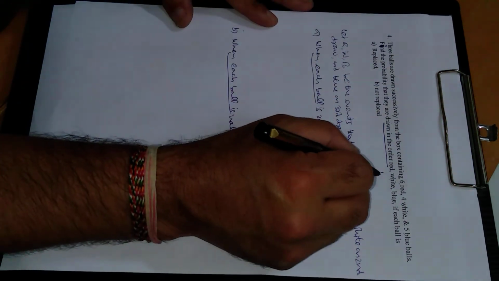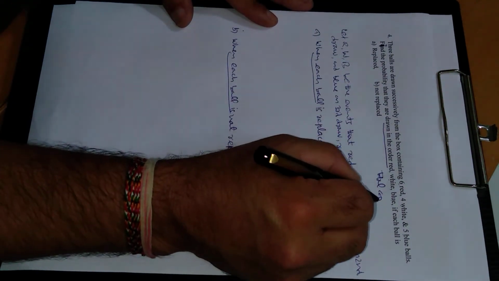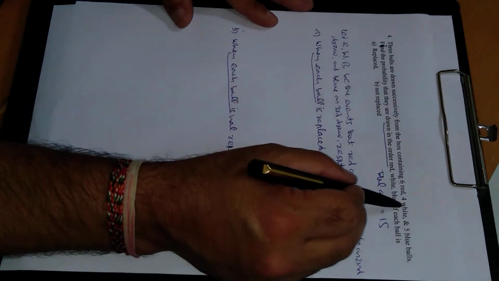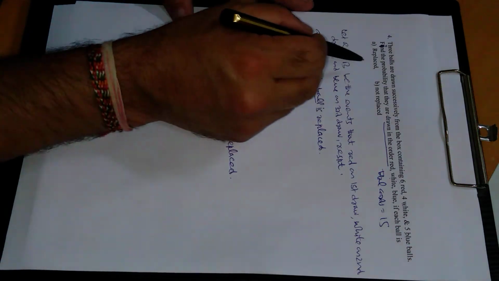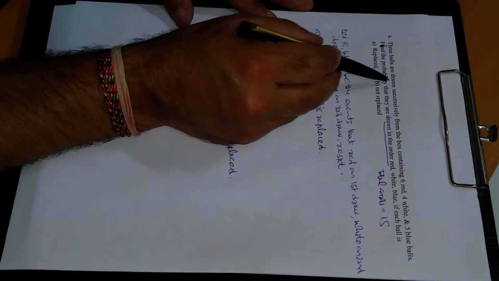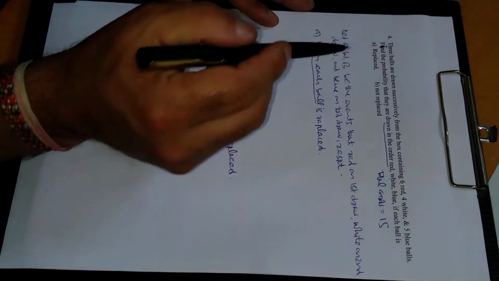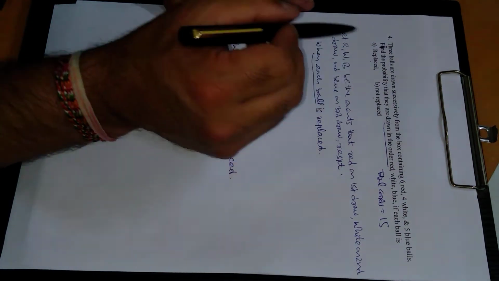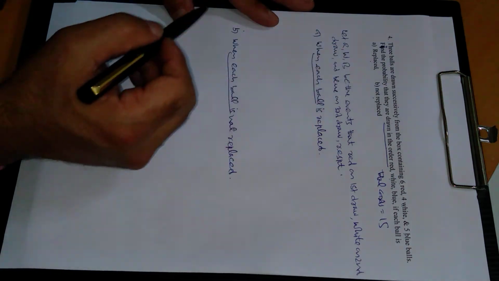Clearly total cards are 15, right? 6 are red, 4 are white and 5 are blue. We have to find the probability that 3 cards are drawn from the box such that each ball is replaced and not replaced. Let us suppose all of these in event form.